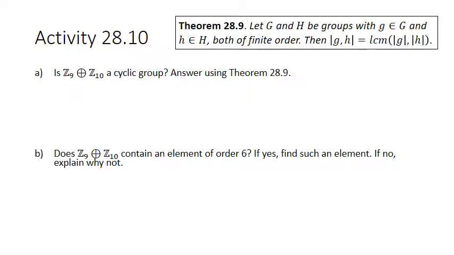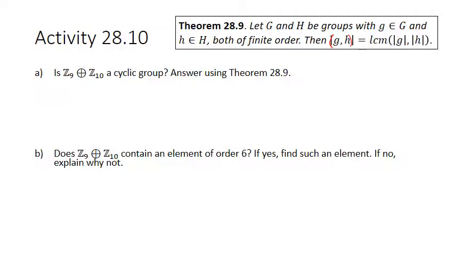Okay, so let's go ahead and go over the answers here. So part A is Z9 direct external product with Z10. Is that a cyclic group? Answer using theorem 28.9. Okay, so there's actually a little typo here. This is supposed to have a closed parenthesis there. So is this a cyclic group?